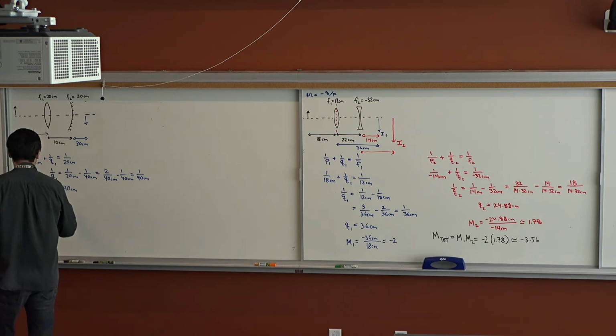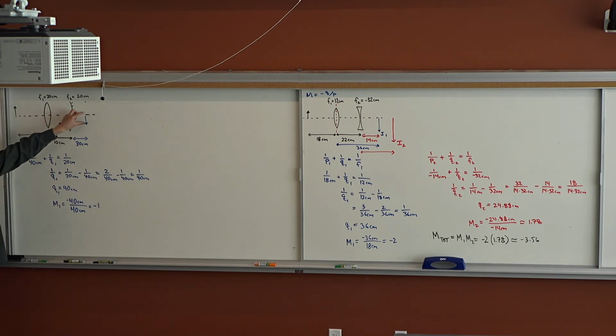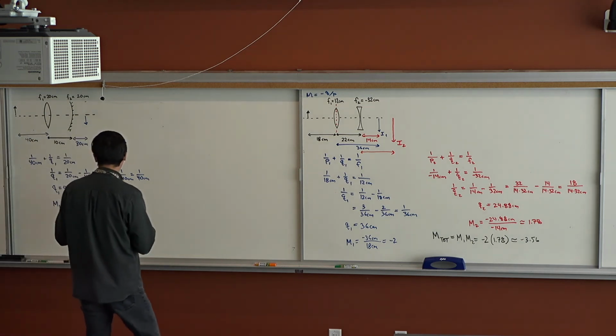So then we could just go with this and say that M1 is minus 40 centimeters over our object distance, which was 40 centimeters. So this is minus 1. So this should have the same height as this, just inverted.